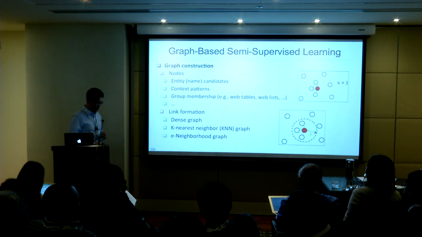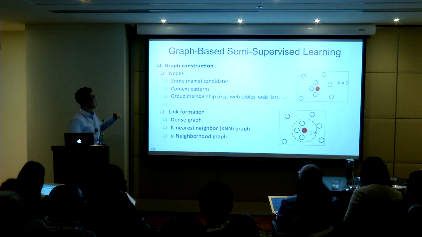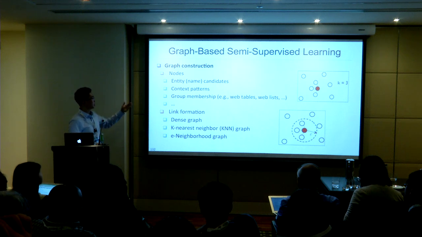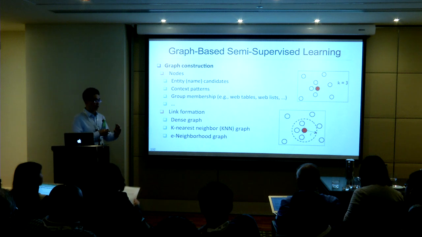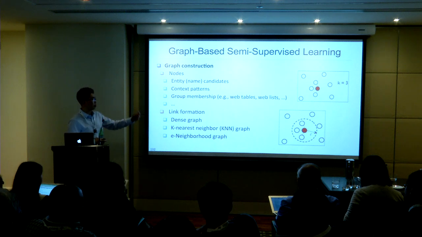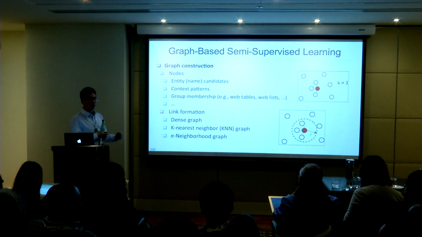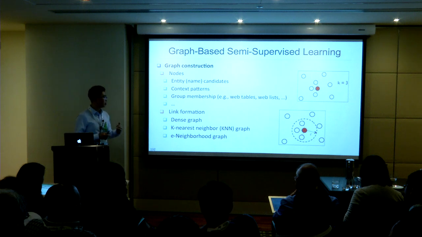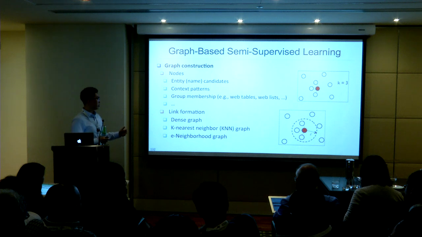So let's break down these things into several steps, starting from the very important graph construction. What are the nodes in the graph? It could be the entity candidates, the context patterns. You can also use the group membership, like you take in this web table and then you figure out these several entities actually belong to the same group according to the table or the web list and so on. And after you have these nodes, how do you find the links between each other? You can just build a dense graph, but that's obviously not scalable at web scale. But you can do the k-nearest neighbor or the epsilon-neighborhood graph.